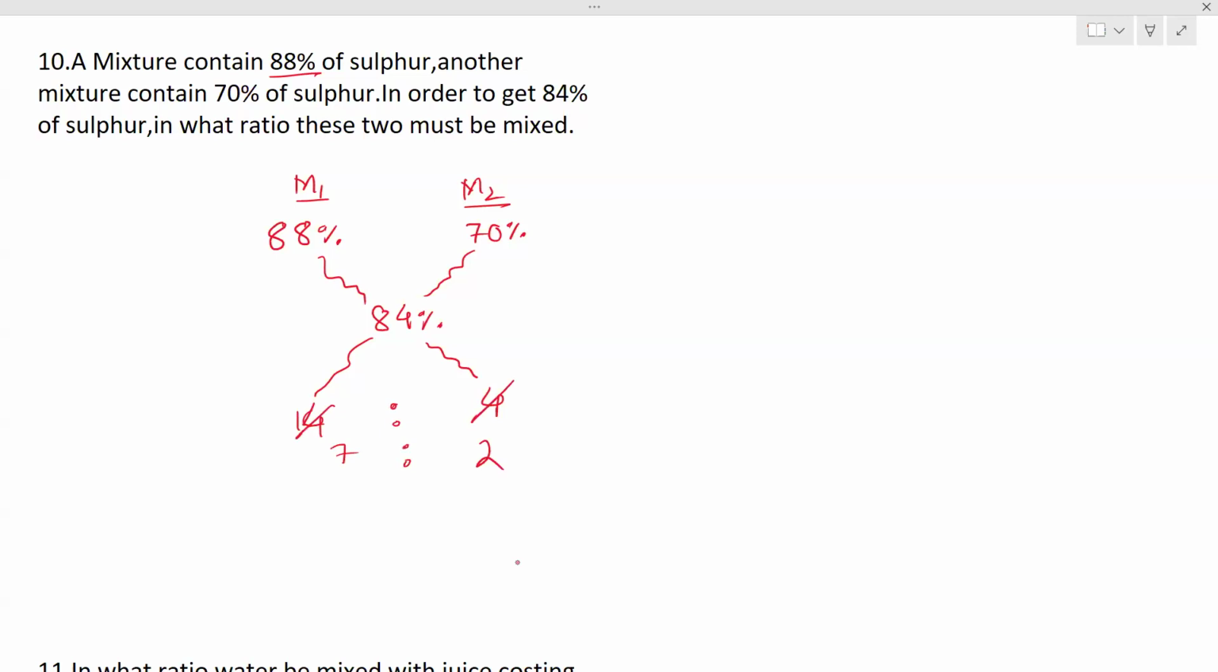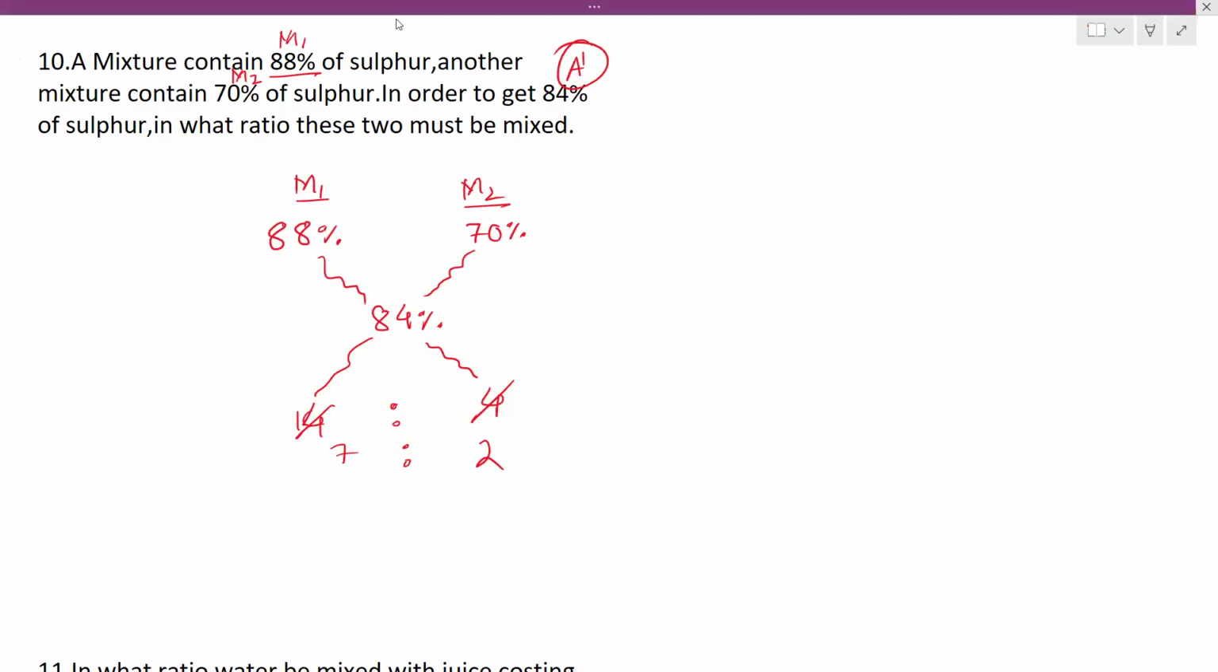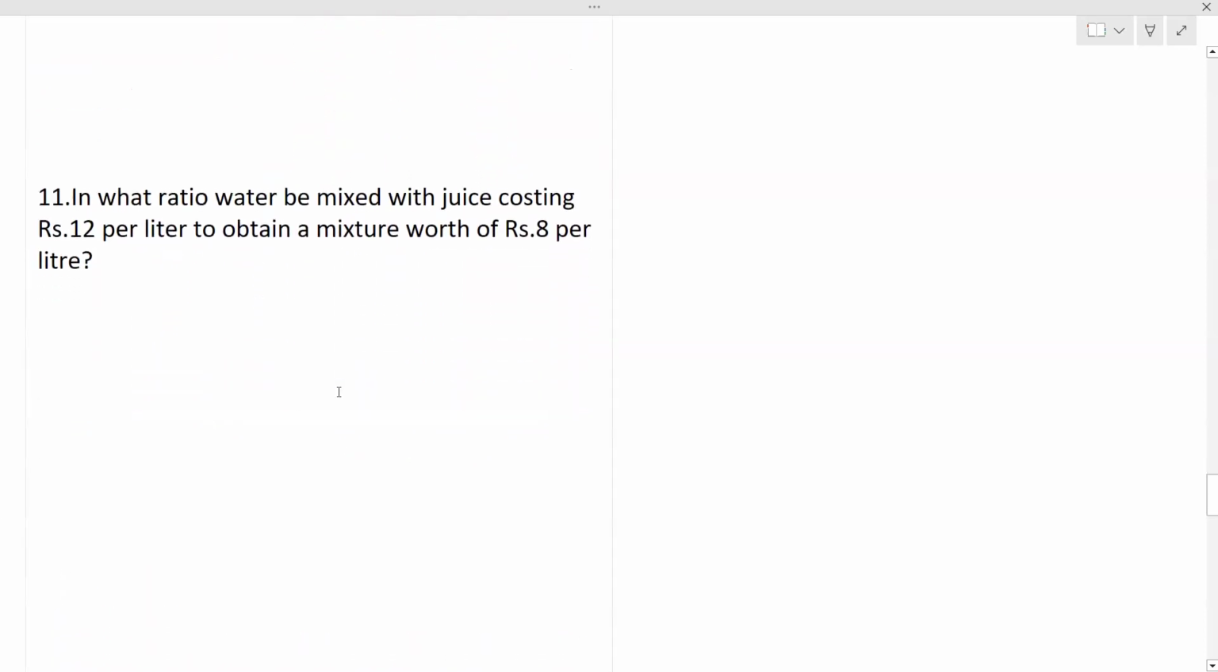Anybody any difficulty solving this? All that you got to do is properly recognize what is given. 88% sulfur is present in mixture 1, 70% sulfur is present in mixture 2. In order to get 84% sulfur, meaning I am talking about the combined average here, that is A dash. Will I give another question or will you try on your own? It is very easy. Just find the terms and then we can go ahead with this.